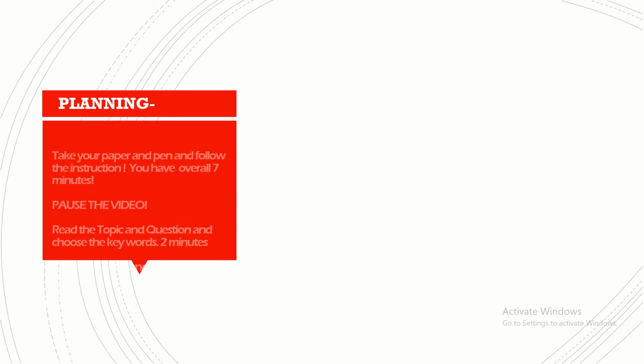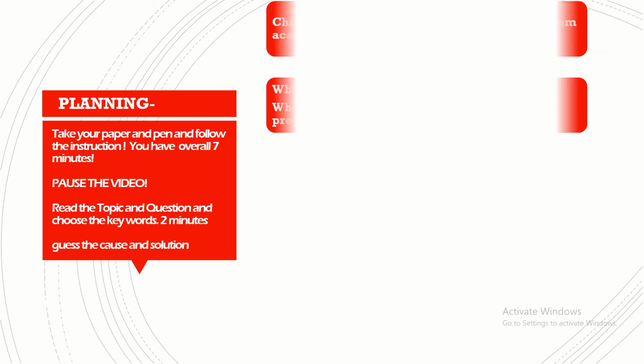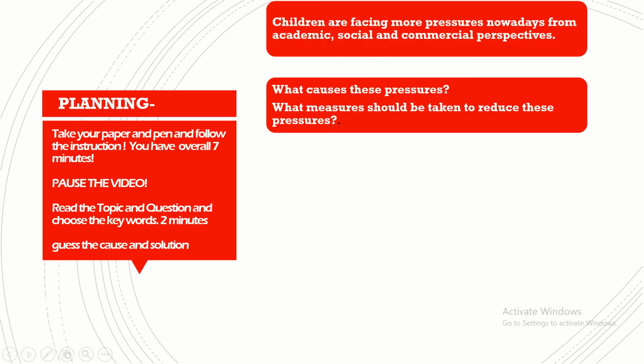Well, let's start the first step. Now, have your blank paper now and follow the instruction. So you have 7 minutes, and during the planning process, you have to pause the video. And later, read the topic here and the given two questions. And take the keywords, guess the cause and solution. So 7 minutes later, turn back and look at the given sample here.